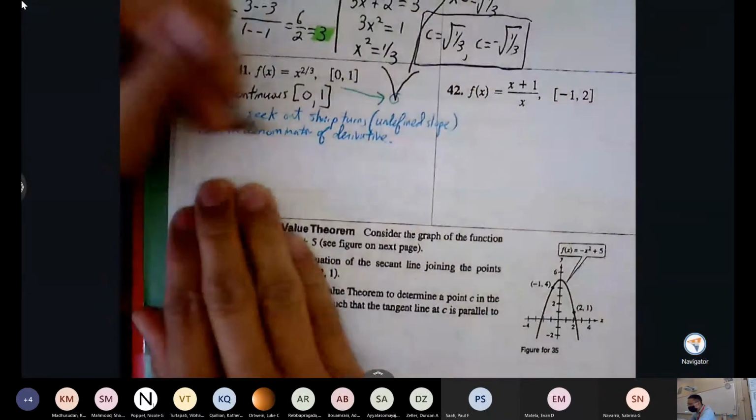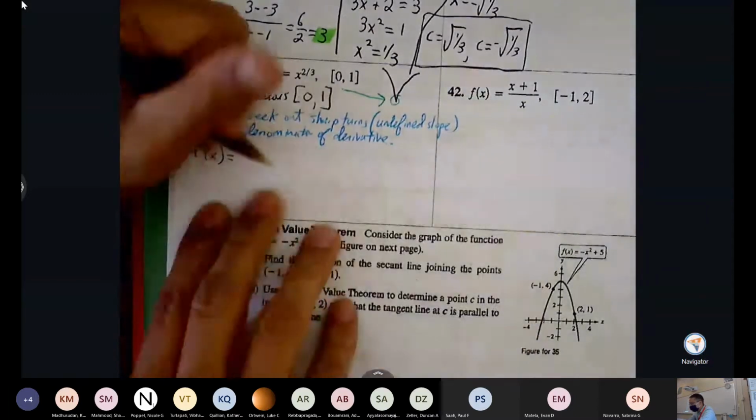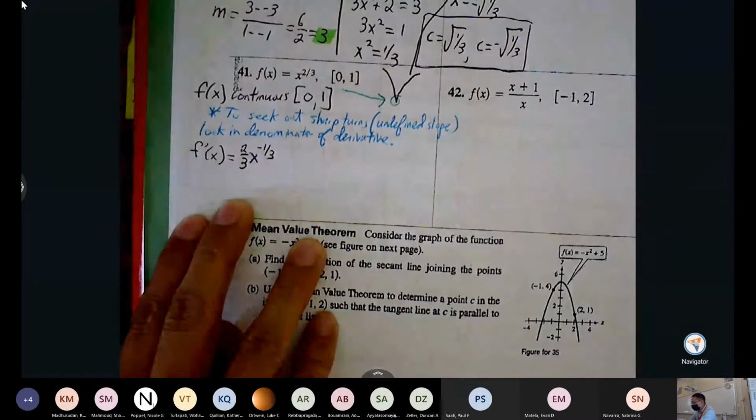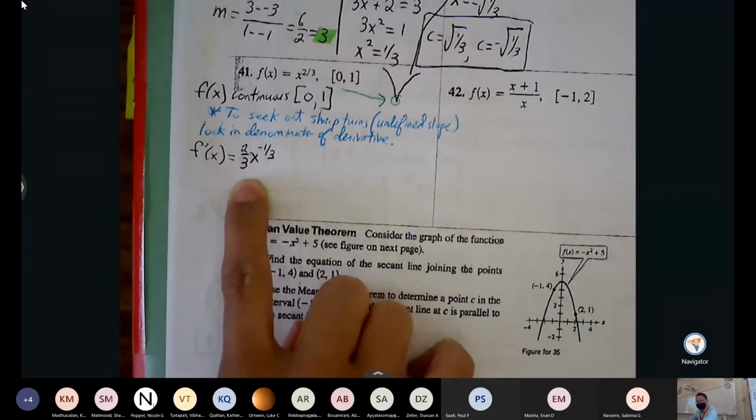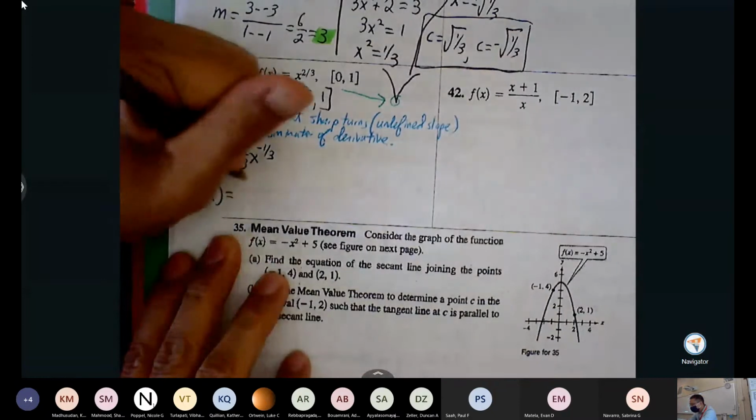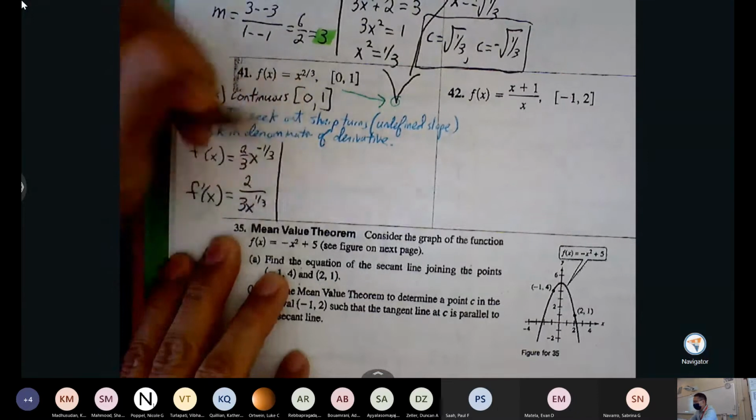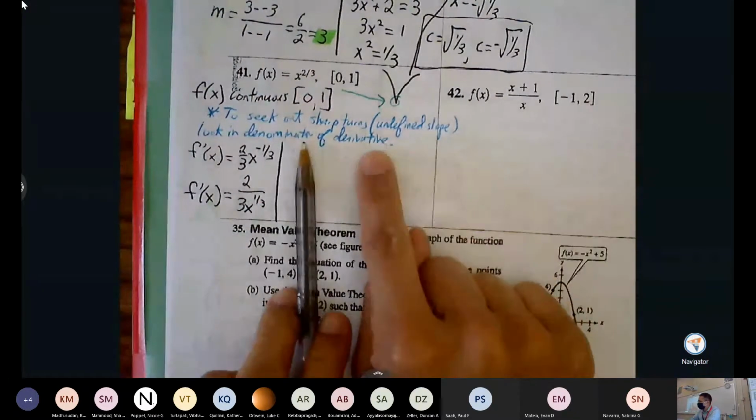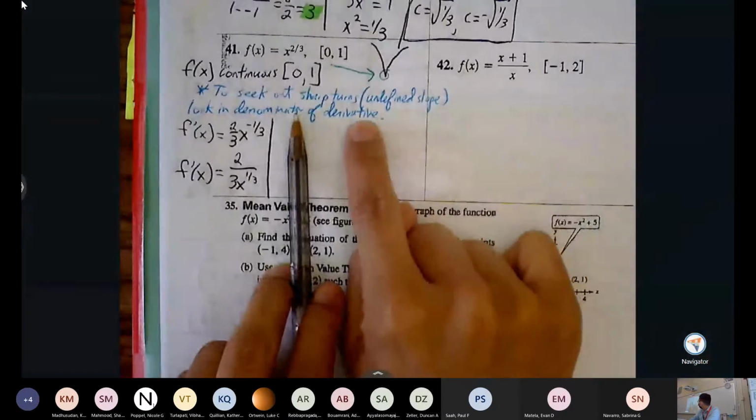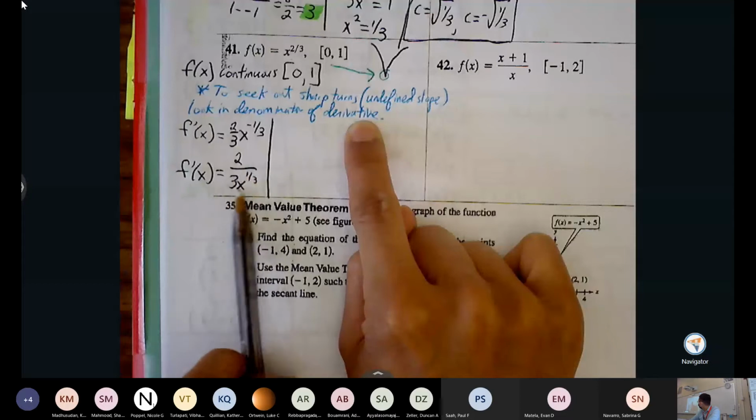So f prime, we go through power rule. We clean up. All right, do we see something in the denominator here? Okay, we do, right? So we're going to set that equal to 0 to find the location of that slope undefined.